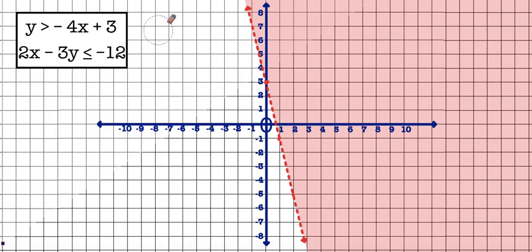And now we're going to plot the second inequality. And this inequality here is in standard form. So in order to plot it, we have to find our x and our y-intercept. We could start off with our y-intercept. In order to find our y-intercept, we have to substitute x for 0.